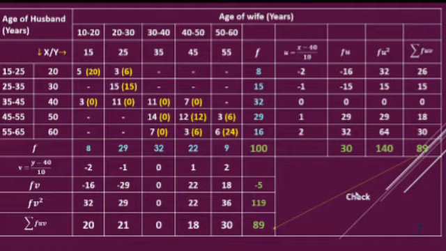Now next column, FU square. FU square is FU into U. You write it in your notebook. FU into U. So FU is minus 16. U is minus 2. So minus 16 into minus 2. So it is 32. Next value minus 15 into 1, 15. Next 0. Next 29 into 1, 29. 32 into 2, 64. Similarly, find out summation FU square. Wait, don't go to summation FUV. I'll explain. Next, come to row.